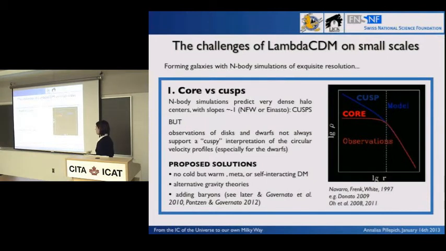Many proposed solutions started to develop, from modifying the nature of dark matter from cold to warm to self-interacting, to alternative theories for gravity. But of course, you can imagine that as long as you don't add baryons, you won't know the answer because dark matter halos are populated by baryons. And I'm going towards this direction in a moment.